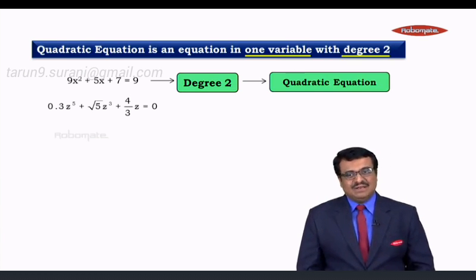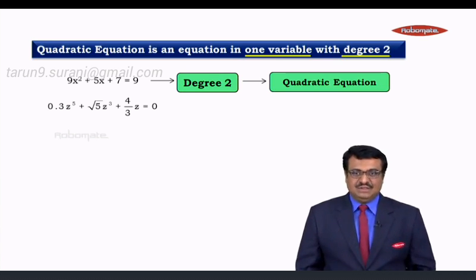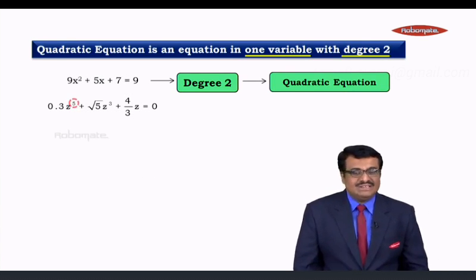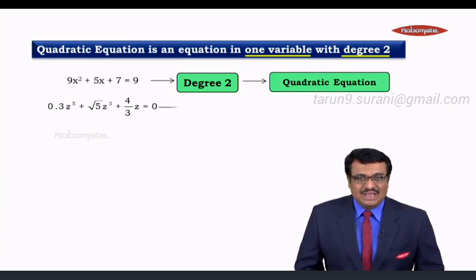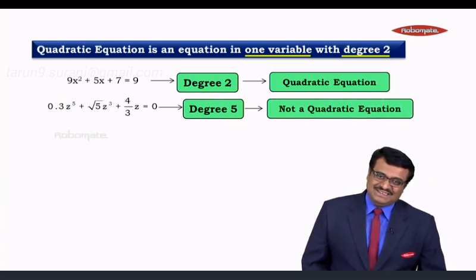Let us take up the second one: 0.3 z raised to 5 plus root 5 z cube plus 4 upon 3 z is equal to 0. What is the highest power? The highest index is 5. So we can say the degree of this equation is 5. So it is not a quadratic equation.